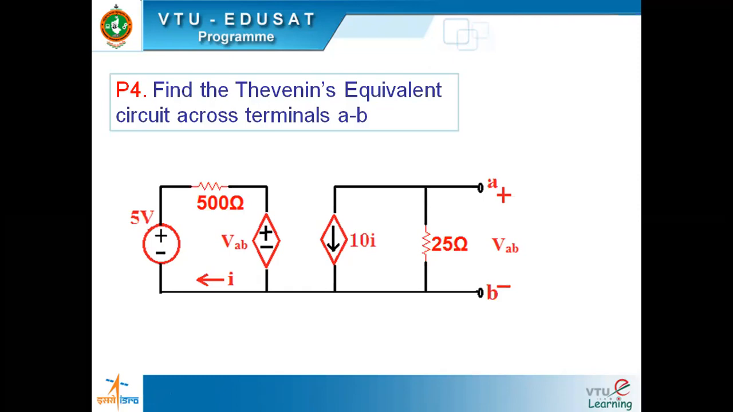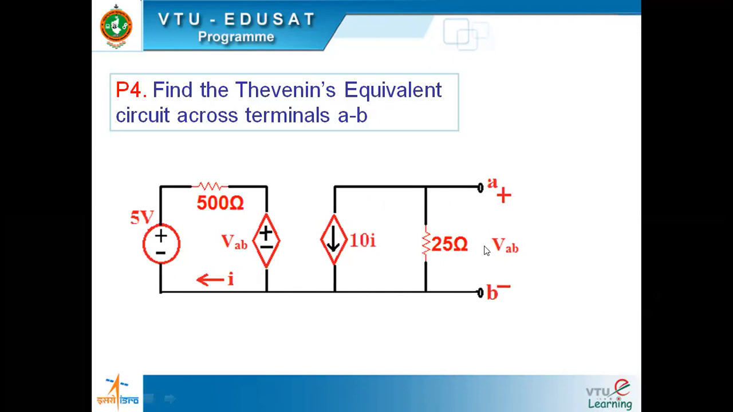What would we do? If you are asked to find out VAB, you would remove this 25 ohms. For the remaining circuit, you will find the Thevenin's equivalent network. Then bring this 25 ohms back, then find out VAB. But they have not asked us to find out VAB, they have asked us to find out the Thevenin's equivalent network across AB. So we're not removing anything.